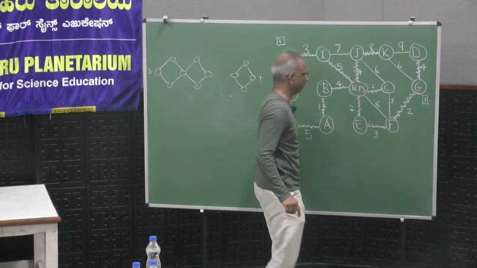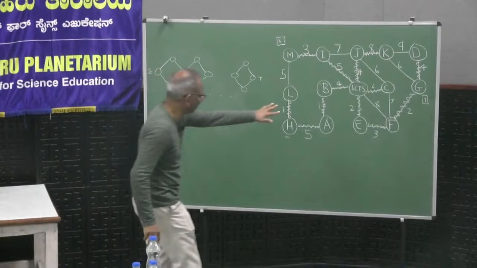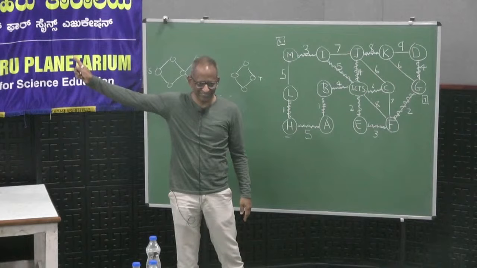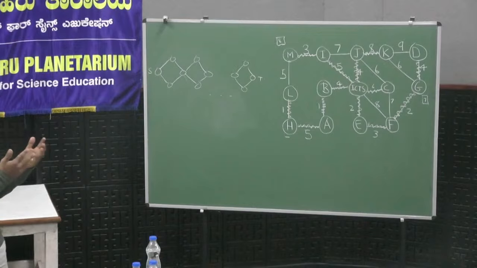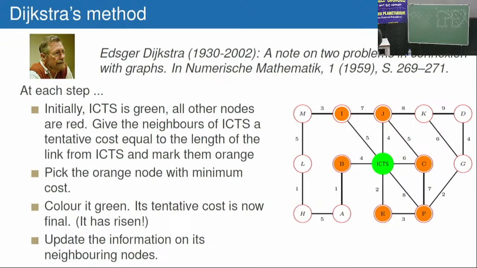Is that right? Yeah. So what I have drawn with these wavy lines here are the red ribbons. Okay, they were the ones that were involved in pulling this up. Okay. So that's it. And this is the source of a famous algorithm called Dijkstra's algorithm. Okay. So what is Dijkstra's algorithm?